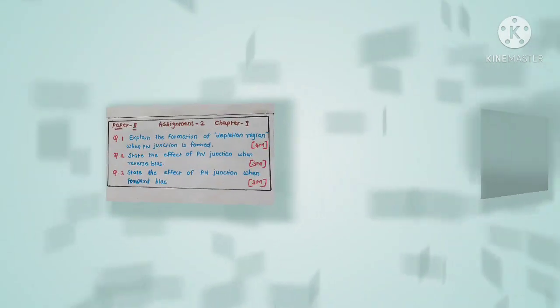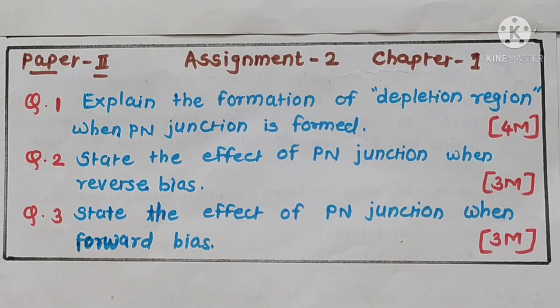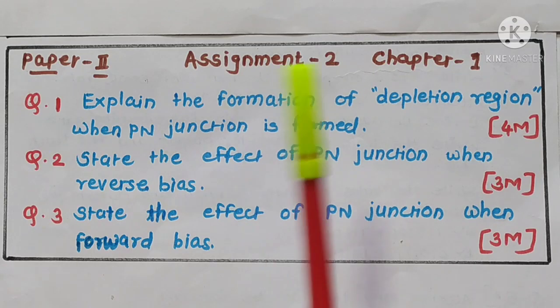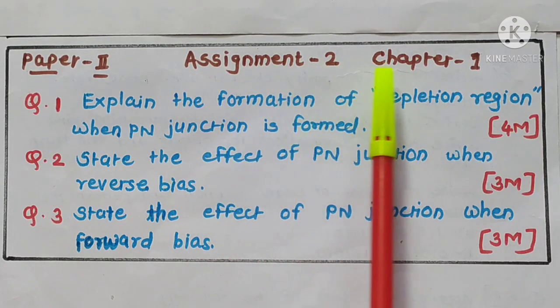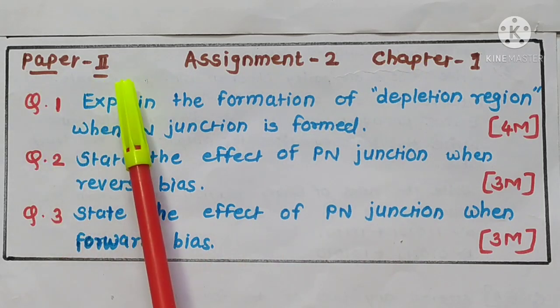Hello students. In the previous lecture we completed the two types of extrinsic semiconductor, p-type semiconductor and n-type semiconductor. In today's lecture we are going to start the p-n junction diode. Before starting the p-n junction diode, you have to write these questions, assignment number 2, chapter 1, paper 2.